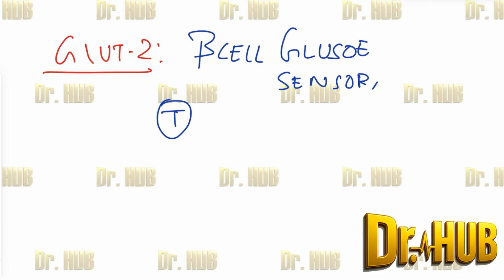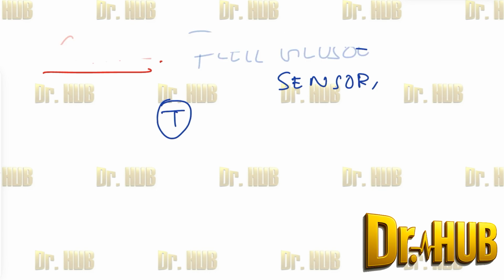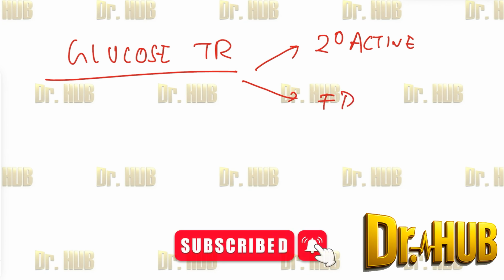Now we'll be continuing with our glucose transporters. So let's quickly have a recap of what we have covered in the first part. We spoke about the glucose transporters and we broadly categorized them into the secondary active transport as well as the facilitated diffusion.